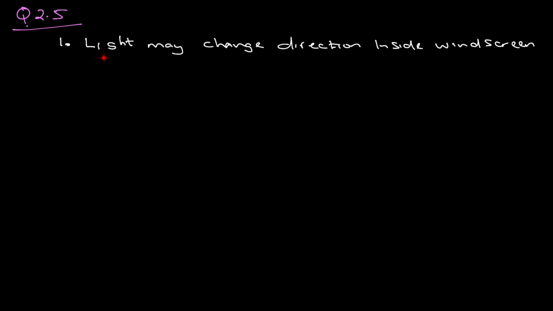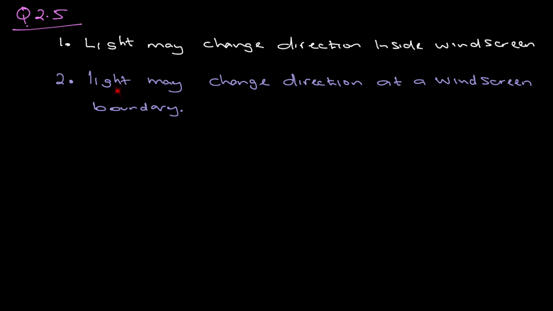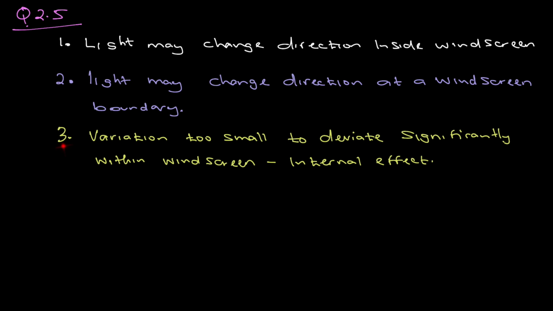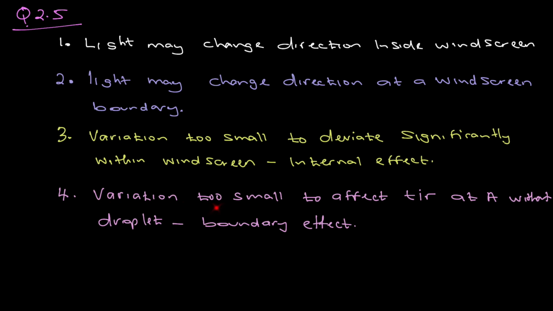Discuss how this variation may affect the path of the ray through the windscreen glass. So point number 1, light may change direction inside windscreen. Light may change direction at the windscreen boundary. Number 3, variation too small to deviate significantly within the windscreen, the internal effect. Number 4, variation may be too small to affect total internal reflection at A, without droplets.